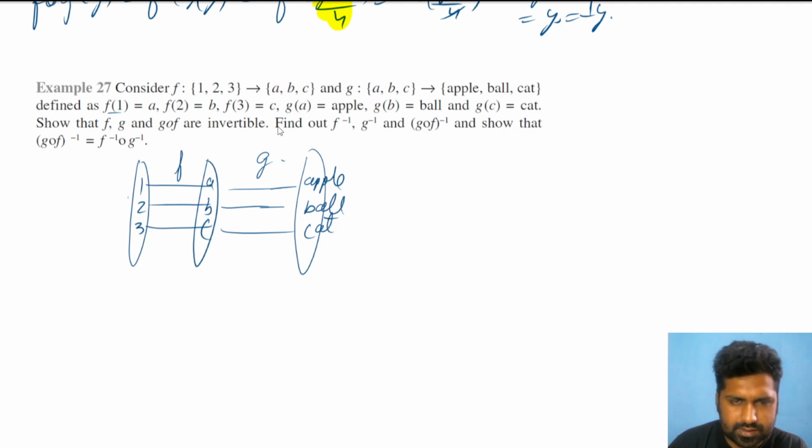Again, showing is the conventional part. Let's find f inverse, g inverse, and (g∘f) inverse. And then one interesting property comes out: (g∘f) inverse is f inverse of g inverse.